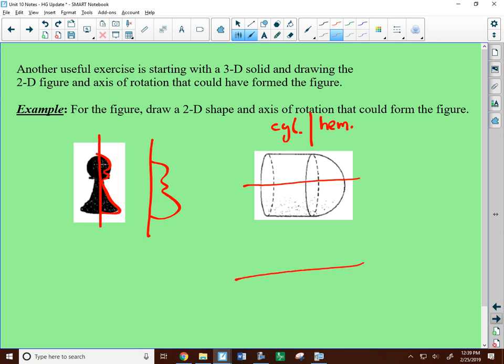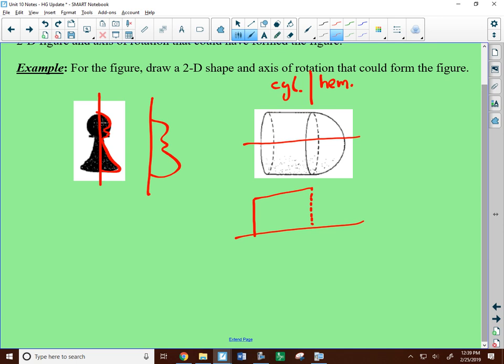I see some symmetry right there. So here's what I'm going to do. I'm going to draw on this, and I can put a rectangle. I'm just drawing a dotted line because I really don't have to draw on that part. I'm just showing you that it's there. So that would carve out the cylinder part of it. What do I need to do to get this hemisphere here?